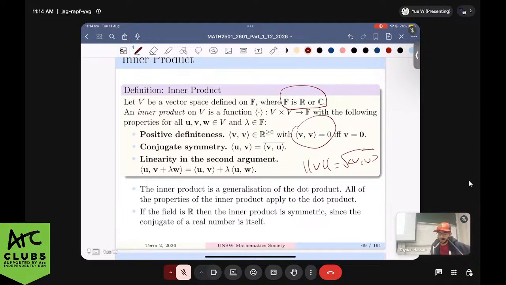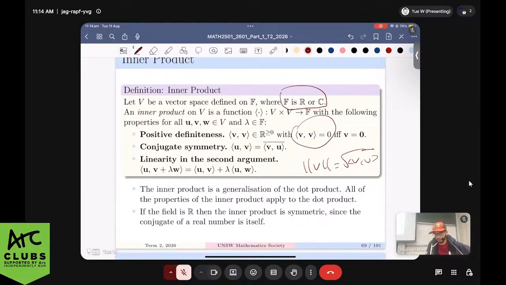Conjugate symmetry. If it's a real inner product space, this is actually the same as symmetry because the conjugate of a real number is a real number. That's a pretty useful thing to know. If it's a real space, the inner product is symmetric. But be careful if it's not a real space, if it's complex, then it's going to be conjugate symmetric.